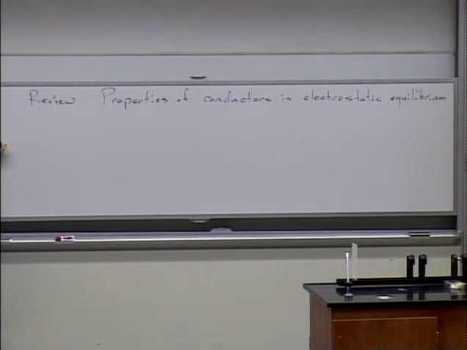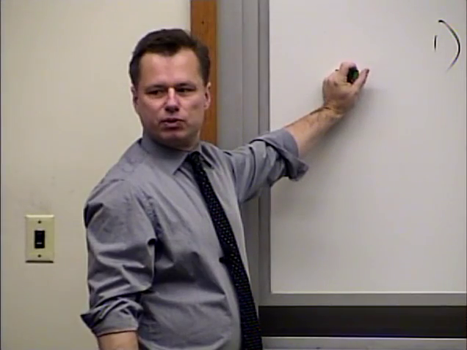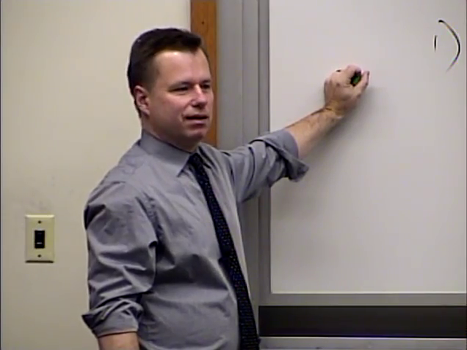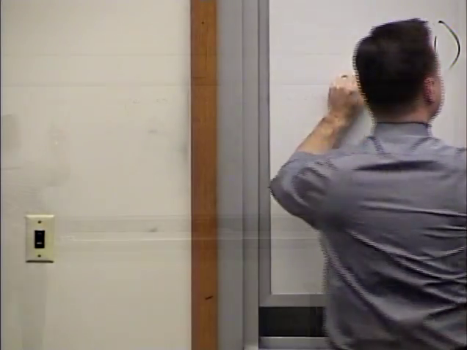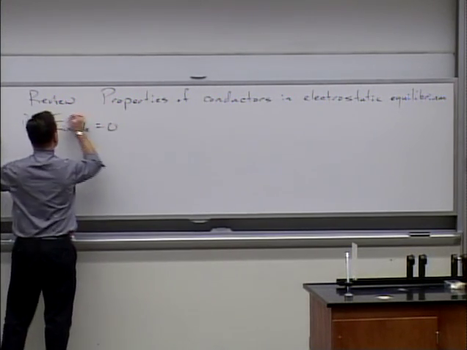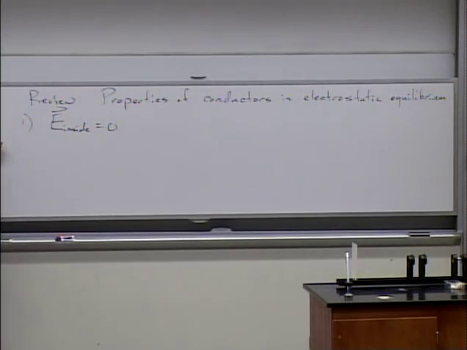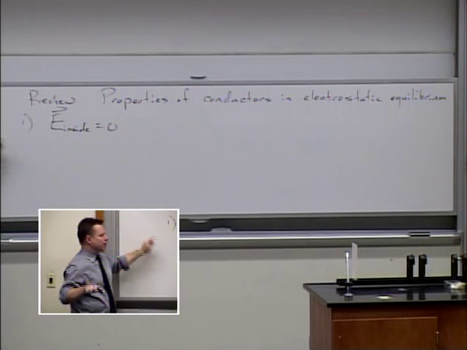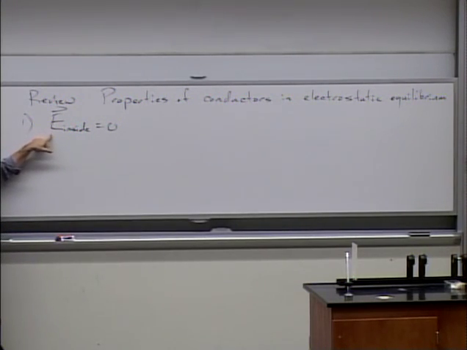All right. Okay, properties of conductors. The electric field inside a conductor in electrostatic equilibrium is what? Okay, E inside is 0. What does electrostatic equilibrium mean? Charges have stopped moving. They've reached their equilibrium positions. If the electric field inside wasn't 0, you'd have a current flowing. All right.